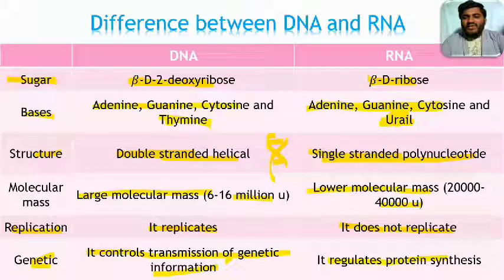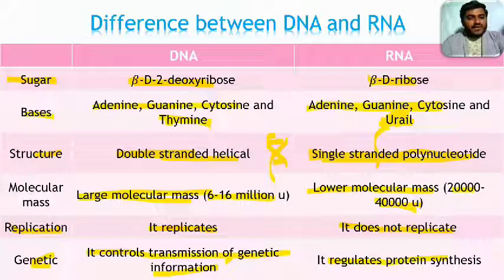In RNA, only a single stranded polynucleotide structure is there, no double helical structure, only single stranded. Okay, then regarding molecular mass, DNA has a large molecular mass of 6 to 16 million U, but RNA has a lower molecular mass of 20,000 to 40,000 U. 1 million means 10 lakh. This is only 40,000. That means compared to RNA, DNA is heavier.